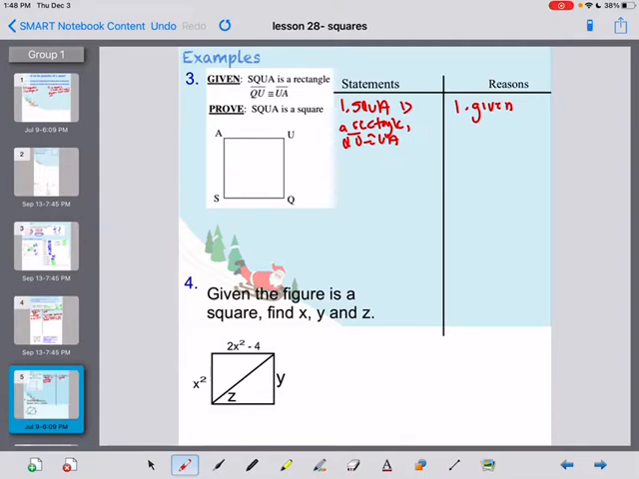They already told me it's a rectangle, which means I already know it's a parallelogram. I don't have to prove it's a rectangle. I don't have to prove it's a parallelogram. To show that it's a square, all I have to show is that one property of a rhombus is true here. And the given kind of set it up for us. QU is congruent to UA. That's the congruent consecutive sides. That already makes it a rhombus. So my next step is going to say SQUA is a rhombus.